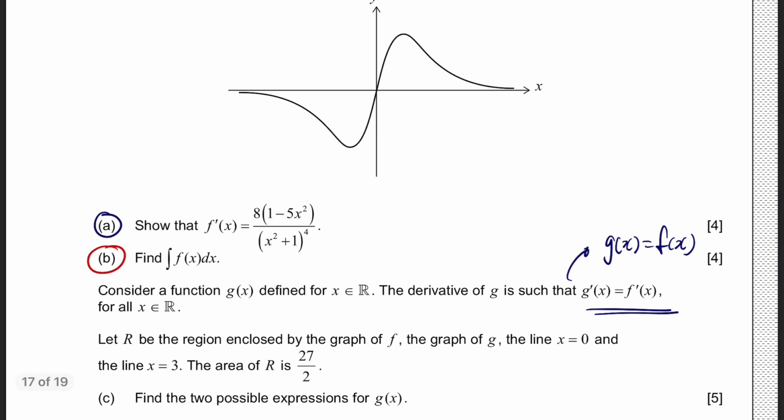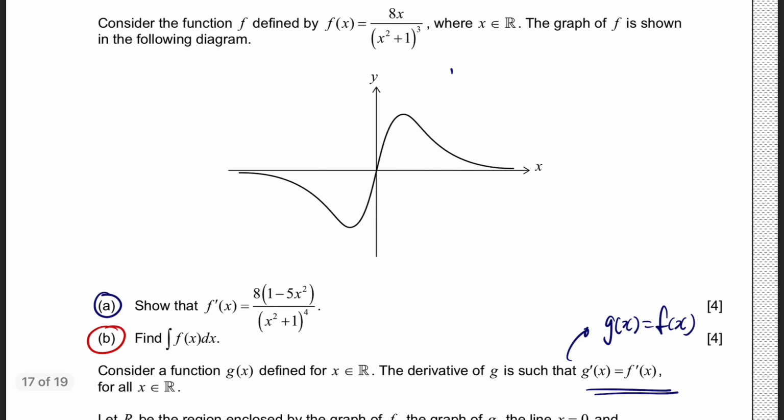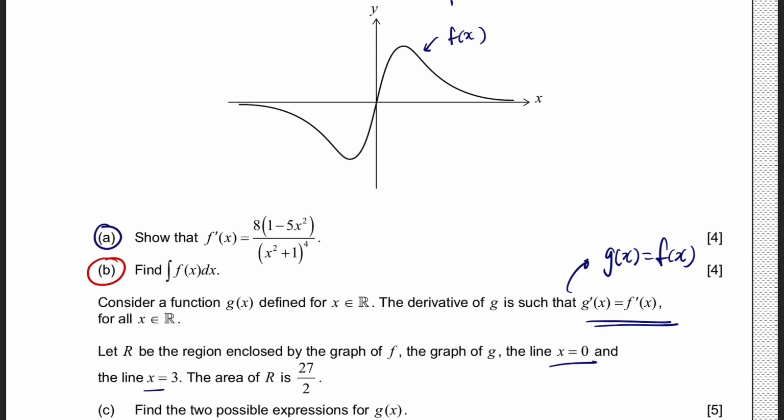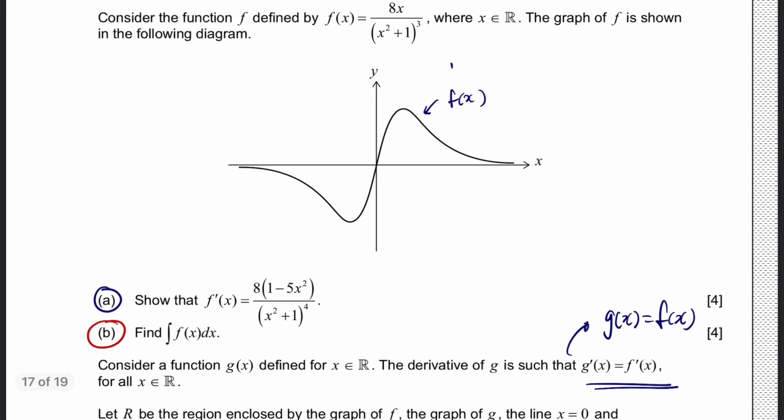This is actually the same as saying g of x differs from f of x only by a constant, right? So you can see here we have the function f of x graph, right? We know that the area is enclosed by x equals 0 and x equals 3. So this is x equals 0 and this is x equals 3. Then we are not sure where the graph of g of x is. We can just assume that the graph of g of x is maybe a little bit lower than f of x, like this.